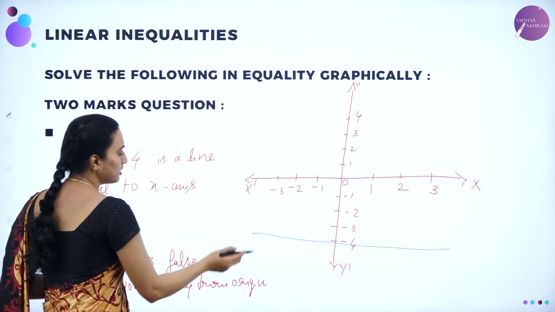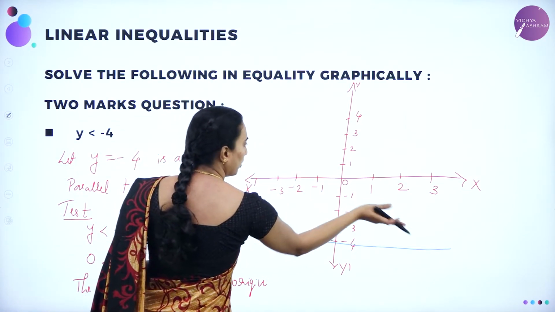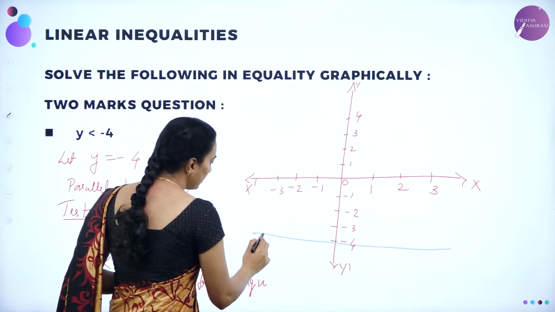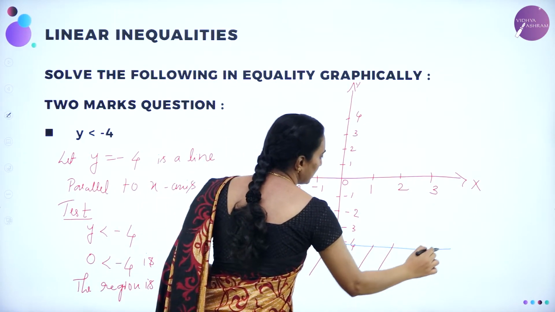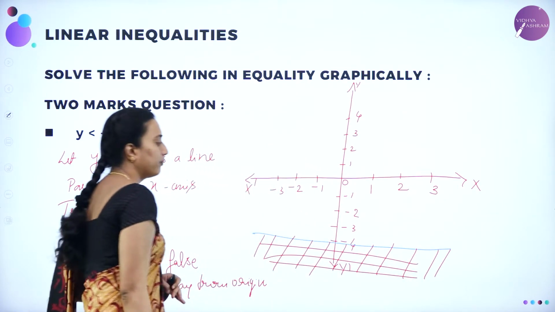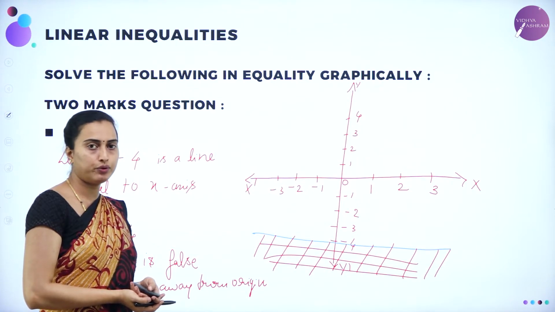So away from the origin, where will it come? This is towards the origin. See, the origin is here, towards this line. Away means it will come out. Away from the origin means this one. The line is away from the origin. This is the region you are going to have. Okay. So this is the graphical representation. I hope you got this one.